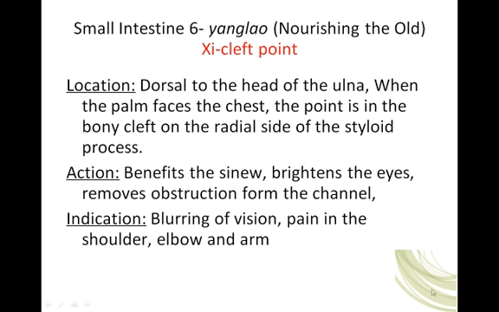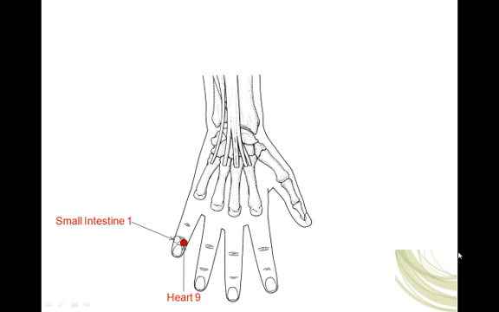So when we talk about the point being on the radial side of the styloid process of the ulna, right here's the styloid process of the radius, and we know that lung 7 is here, right? Small intestine 1, 2, 3, right here, right? 6 is just here in the cleft on the radial side of the styloid process of the ulna. Radial side of the styloid process of the ulna.